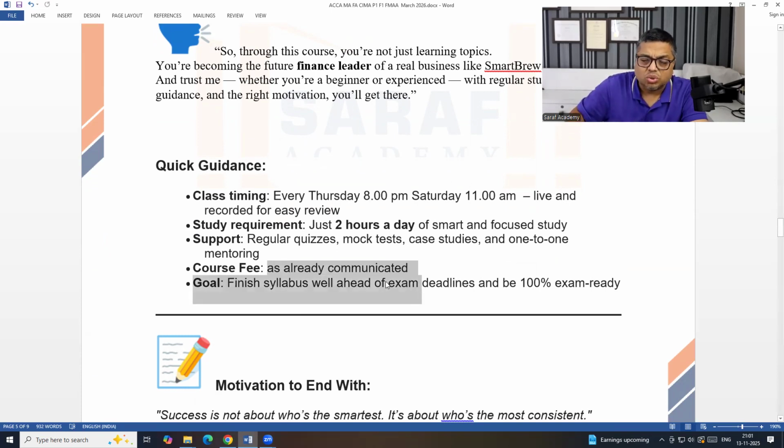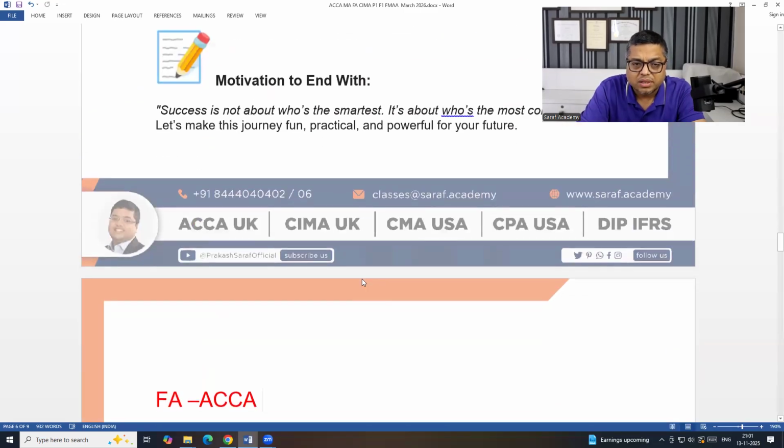The course fees, those who have not registered, they already know. I am not discussing that. And we need to finish our syllabus by March so that all will be able to give the exam.